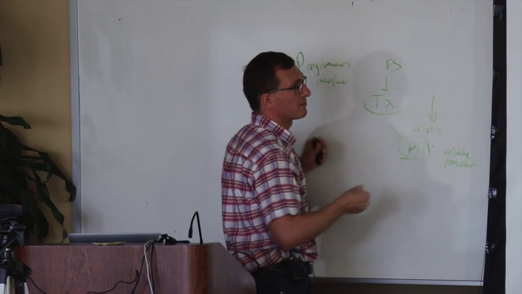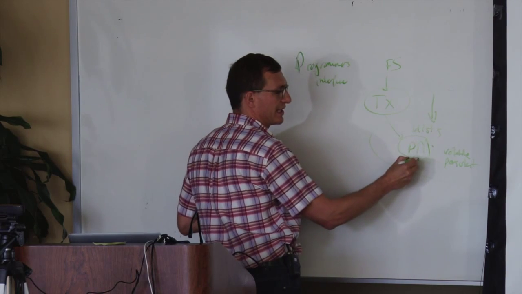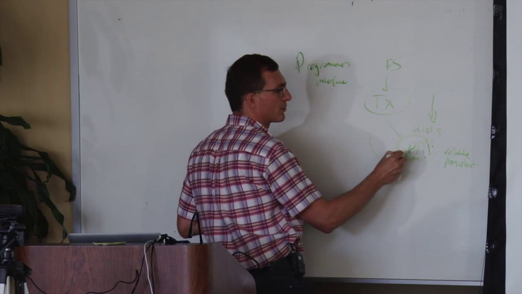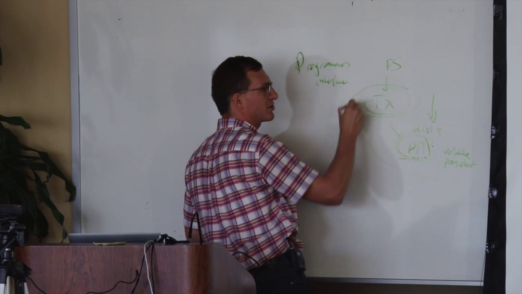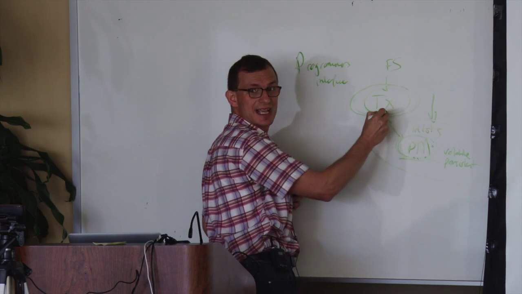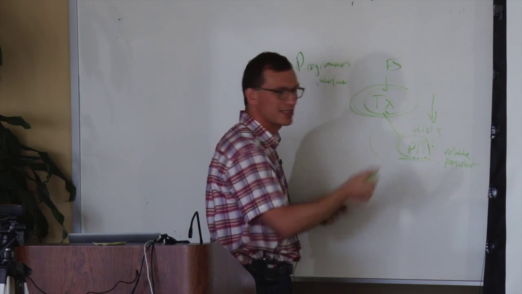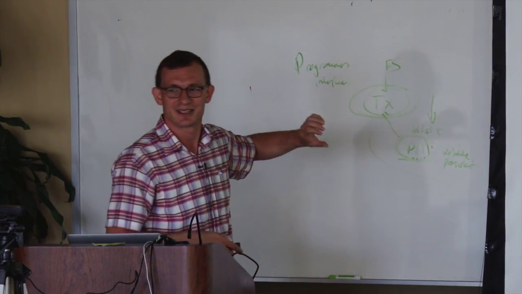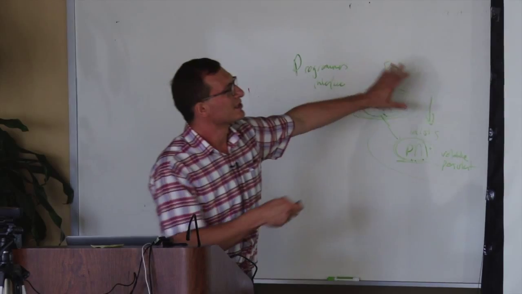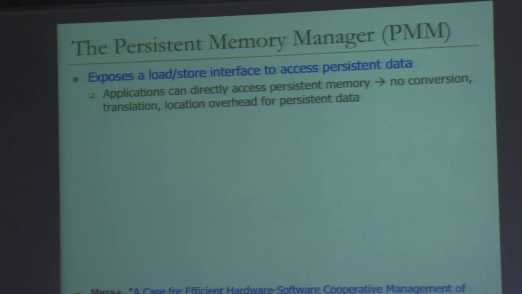So the goal is to have this load store interface and design this persistent memory manager to do this really efficiently such that you don't go through the file system and operating system codes. And another goal, potentially, if you keep this interface, is how do you actually do this translation efficiently such that you don't have a lot of overhead? If you actually discuss this paper, there are a lot of things to discuss over here. So this could be pretty interesting as a potential paper discussion. Okay. So if you actually do this, the applications can now directly access persistent memory. There are no conversion, translation, and location overheads for persistent data.